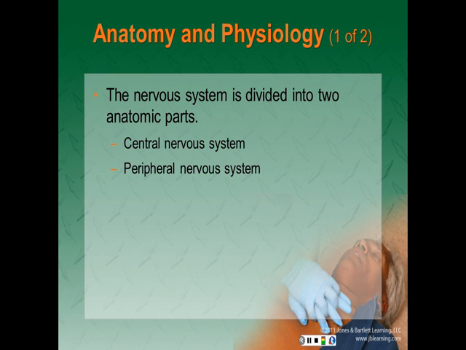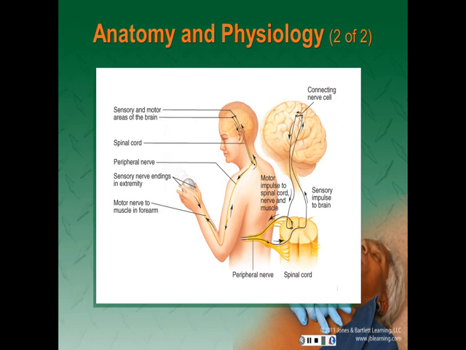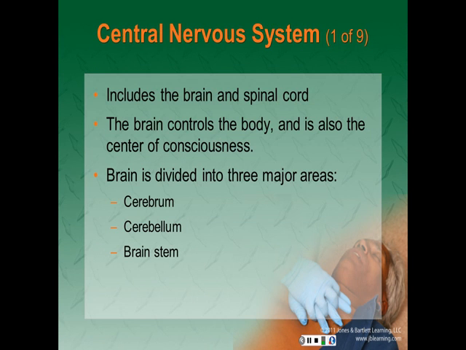The nervous system is divided into two anatomic parts, the central nervous system and the peripheral nervous system. Here we have a picture of the brain and the spinal cord together, which is the central nervous system, and the peripheral nervous system is everything that comes off of the spinal column. The central nervous system includes the brain and spinal cord. The brain controls the body and is also the center of consciousness. It is divided into three major areas, the cerebrum, the cerebellum, and the brainstem. And we've talked about this before when we talked about neurologic emergencies.